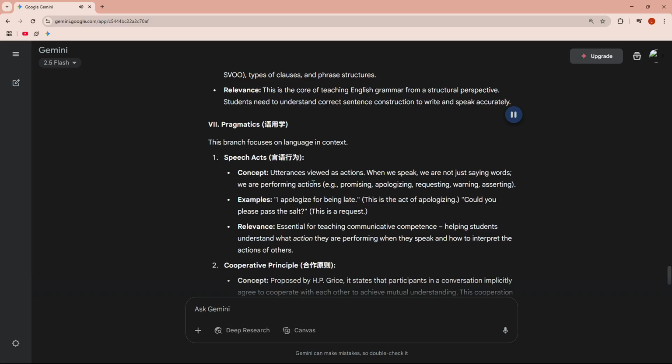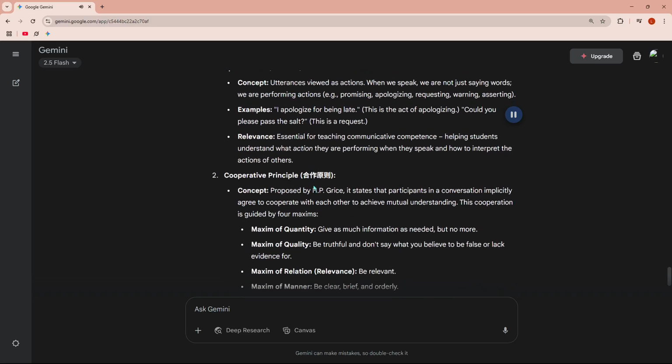Examples. I apologize for being late. This is the act of apologizing. Could you please pass the salt? This is a request. Relevance. Essential for teaching communicative competence, helping students understand what action they are performing when they speak and how to interpret the actions of others.